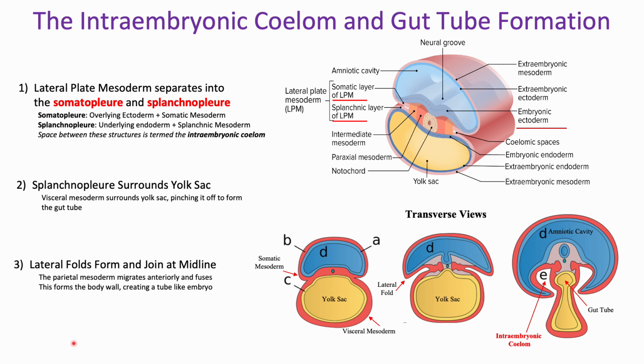Okay, so this is a review of a previous video, on the intraembryonic coelom and gut tube formation. Big things here: the somatopleure and splanchnopleure are forming, and due to that, we're going to have the intraembryonic coelom forming, coming around on the lateral edges. These lateral walls are going to start to come together and fuse in the midline, and that's going to close off our gut tube.